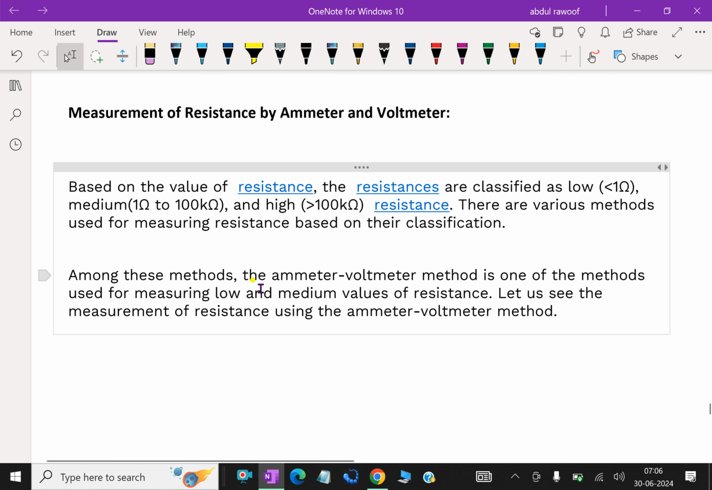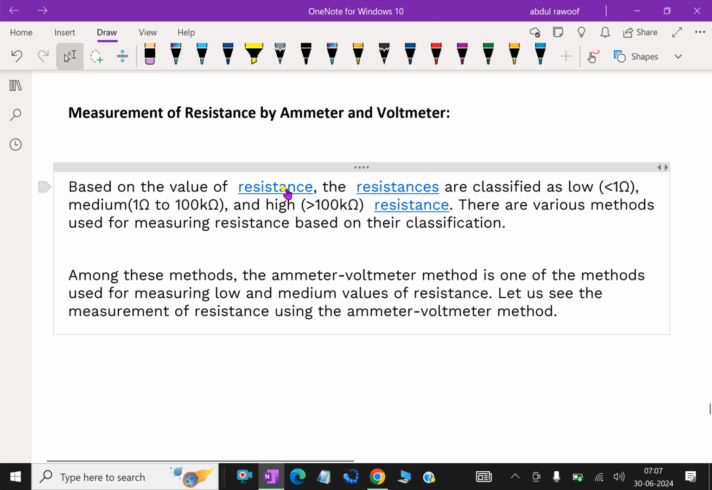Next, measurement of resistance by ammeter and voltmeter. Based on the value of resistance, resistances are classified as low, medium, and high. Less than 1 ohm is called low resistance. 1 ohm to 100 kilo ohm is medium resistance, and more than 100 kilo ohm is called high resistance.